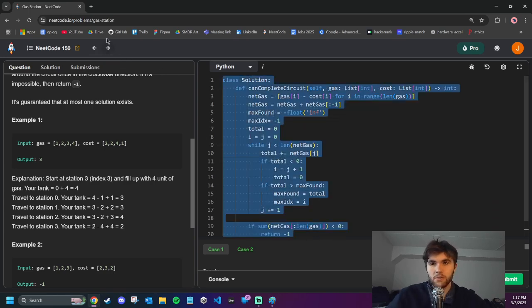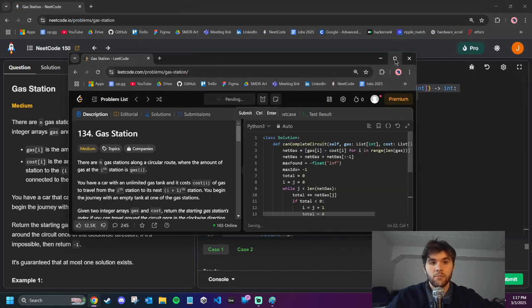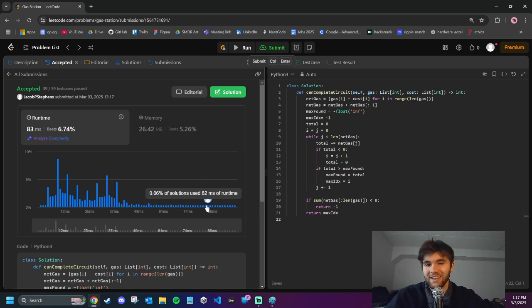Okay, so let me try this solution on LeetCode because sometimes, and what was it called? Gas station. So sometimes on LeetCode it will accept it even if it does not on LeetCode. So let's submit it here. See if it works. Okay, it works, but it's very slow.